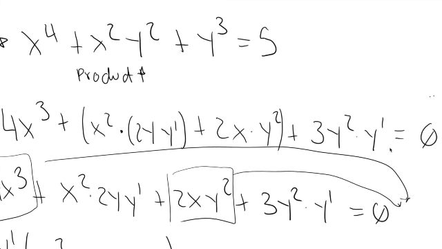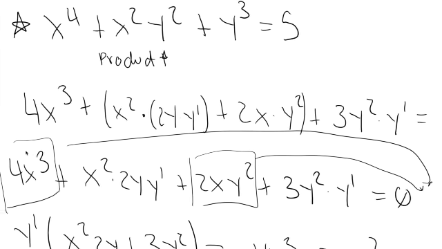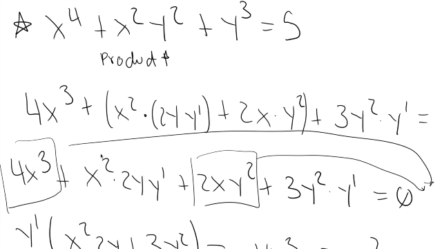Now, after I get to this particular point, I simply break the brackets. So the 4x cubed stays the 4x cubed. This is simply a multiplication between x squared and 2y y prime. So I just broke those brackets. 2x times y squared is again just a multiplication, and then I get the 3y squared times y prime. As you remember from the previous example, the main point here is to find or to solve for y prime.